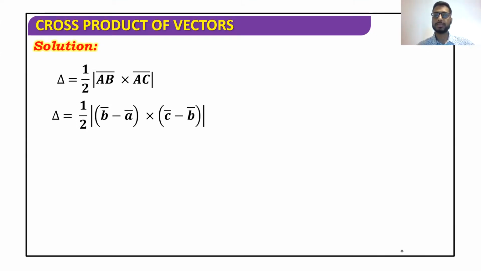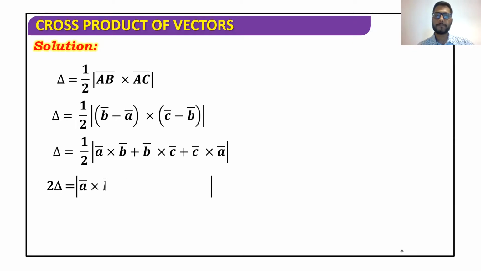B cross B would be 0 minus of A cross C plus A cross B. Taking 2 to the other side, I can say that A cross B plus B cross C plus C cross A is equal to 2 times area of my triangle. Remember this formula because it will be used in later questions as a basic step.